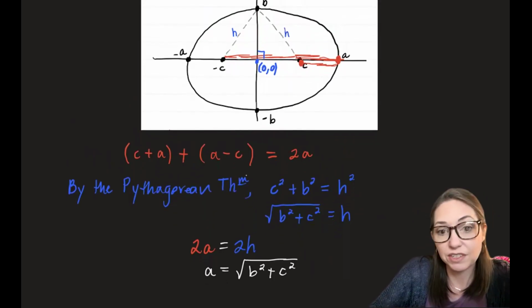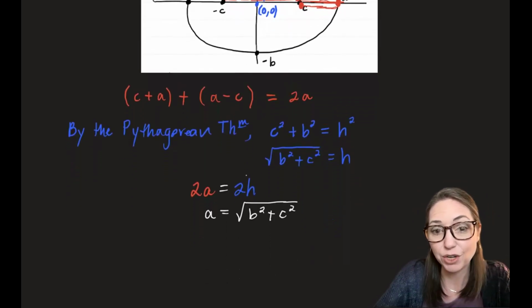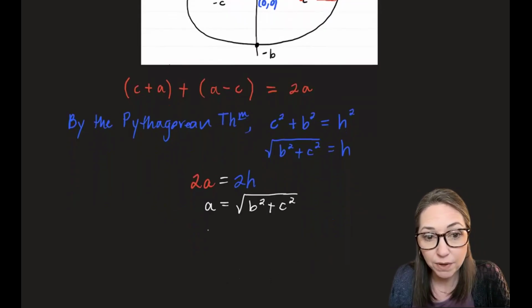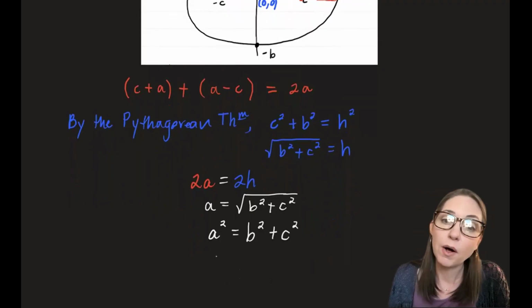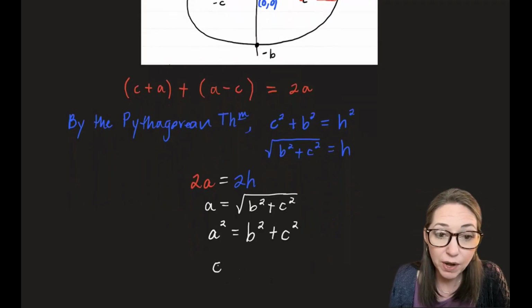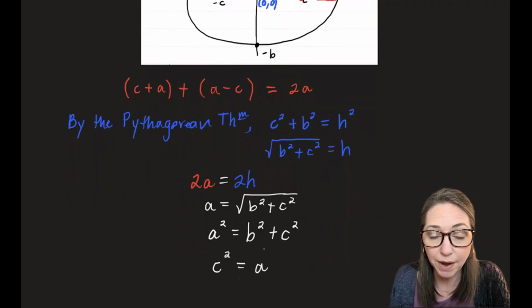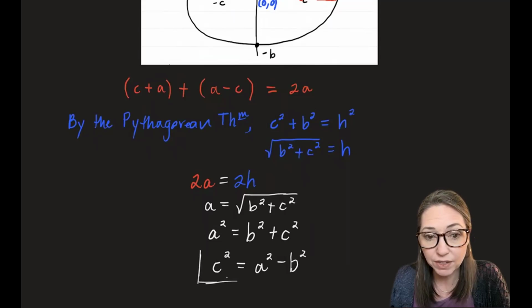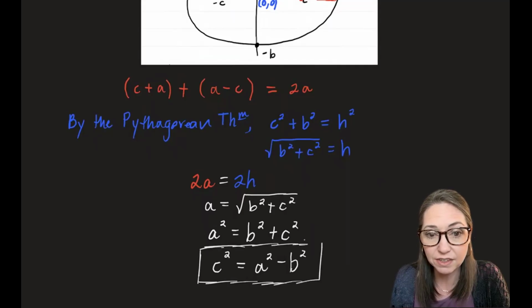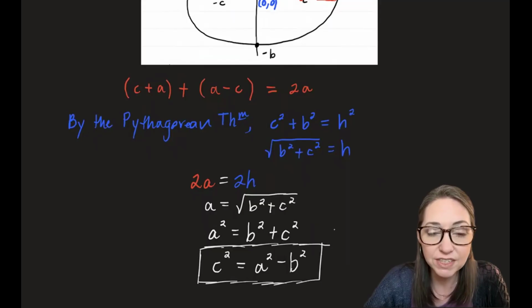So what we're going to do just to simplify that, because we're going to come back to this and use it, is square both sides. So then we can say that, okay, a squared is equal to b squared plus c squared. You may see it in that form. Frequently, people solve this for c squared, and they write it as c squared is equal to a squared minus b squared. Okay, so that's a very special equation for ellipses relating the foci, the vertices, and the endpoints of the minor axis. Okay, and so we will revisit that later.